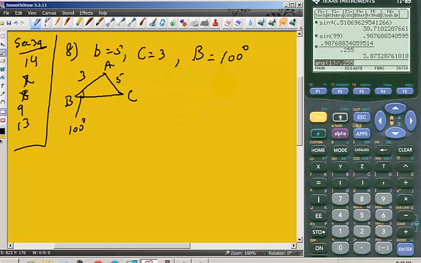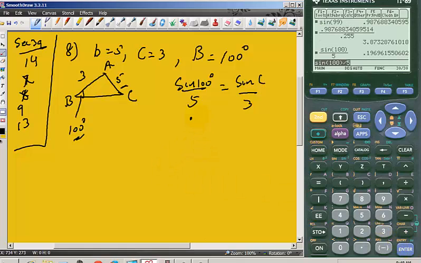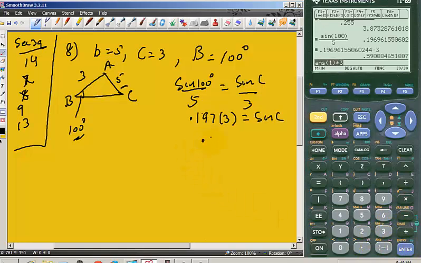Law of sines, because I have an angle and I have a side across from it. So sine of 100 degrees is to 5, is to sine of C is to 3. So we're going to go sine of 100, and divide that by 5. Give me a decimal representation, which is 0.197. Multiply that by 3. This is my sine of C. So times 3, hit enter, is 0.591, which is equal to sine of C.